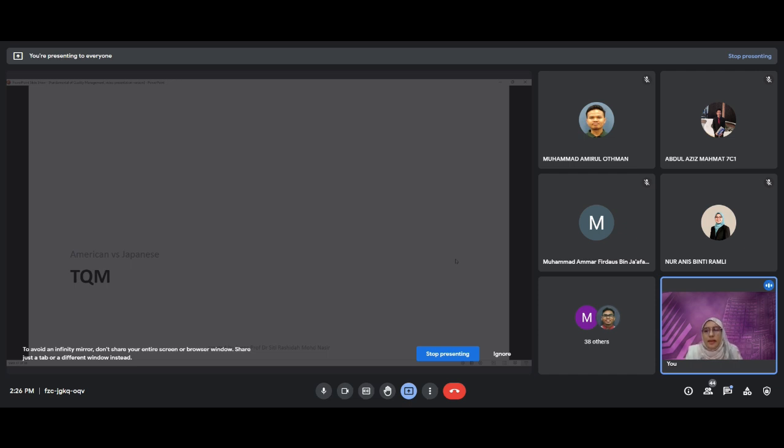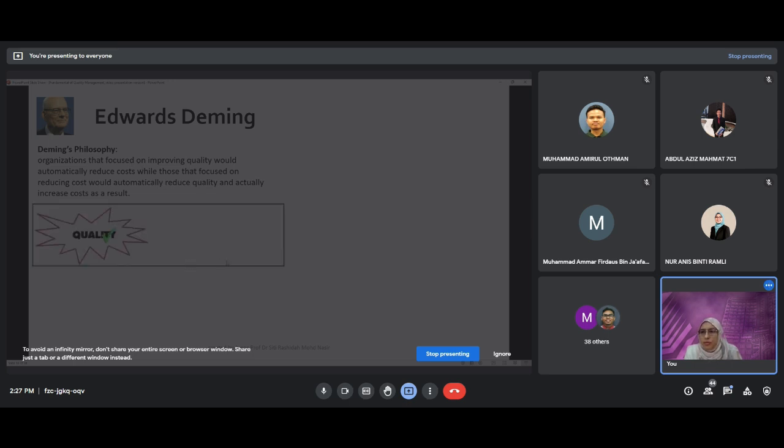Okay, now let's look at the American versus Japanese gurus. There are two gurus, one American and one Japanese, talking about quality management. How do these quality gurus contribute to quality management? First and foremost, let's look at the American gurus. The first one is Edward Deming. Edward Deming's philosophy is that an organization that focuses on improving quality would automatically reduce costs.